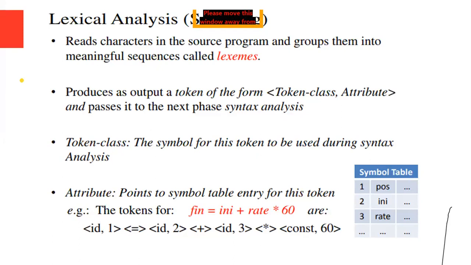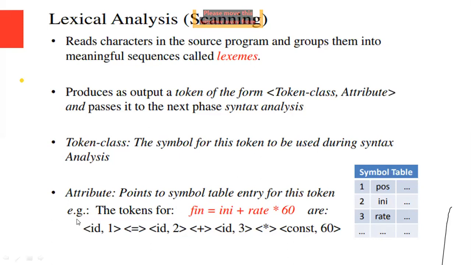So each and every token is in the form of token class comma attribute name. Token class is the symbol for this token to be used during syntax analysis. So what is the attribute? This attribute points to the symbol table entry for this token. For example, for a sequence of numbers, it generates a number. That generated number can be represented in the symbol table. So it points to the symbol table entry for this token. For that token we provide a number in the symbol table.